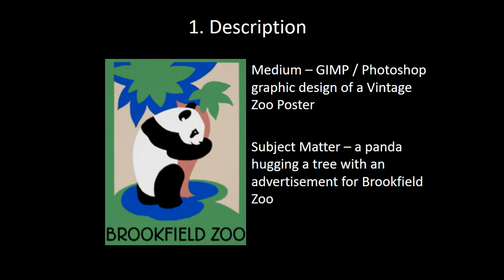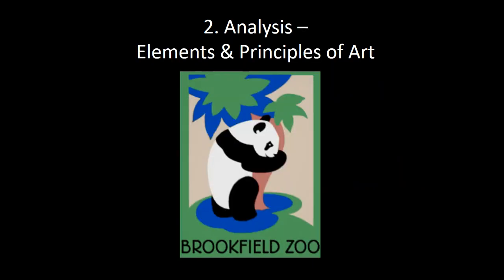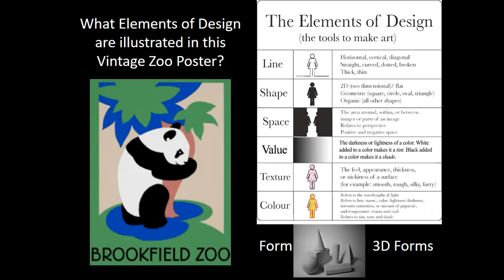So the first step is description. If I were going to describe this, I would say something like, the medium is GIMP or Adobe Photoshop, and it's graphic design of a vintage zoo poster. The subject matter is simply a panda hugging a tree with an advertisement for Brookfield Zoo. Step 2, the analysis, going deeper. Let's analyze the elements and principles of art. So what elements of design are illustrated in this vintage zoo poster?